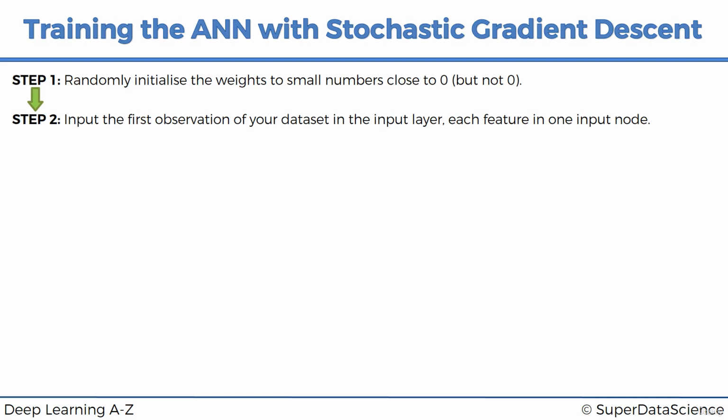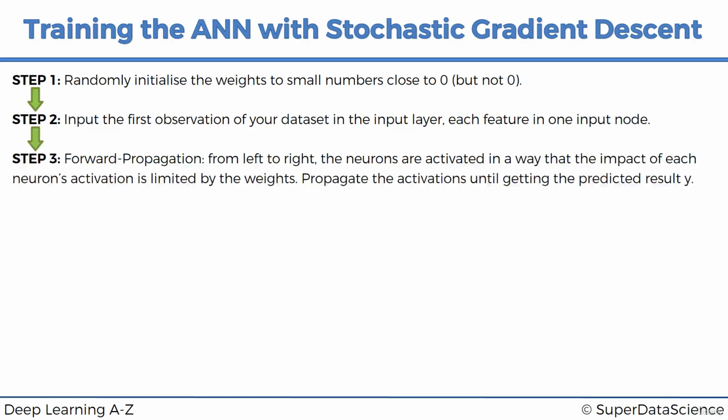Then step two, input the first observation of your data set, the first row, into the input layer. Each feature is one input node. So basically take the columns and put them into the input nodes. Step three, forward propagation. From left to right, the neurons are activated in a way that the impact of each neuron's activation is limited by the weights. So the weights basically determine how important each neuron's activation is. Then propagate the activations until getting the predicted result, y hat in this case. So basically you propagate from left to right, you go all the way until you get to the end and you get your y hat.